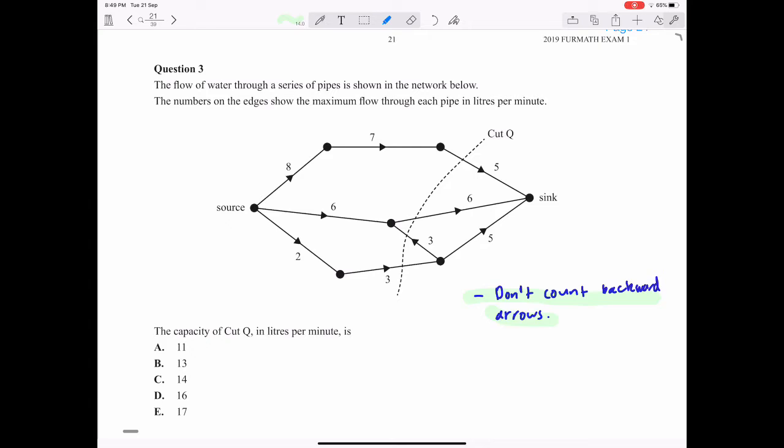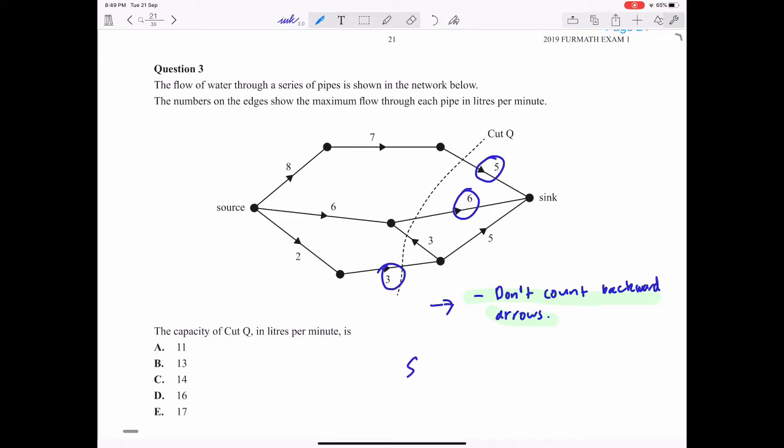Question 3. The flow of water through a series of pipes is shown in the network below. The numbers on the edges show the maximum flow through each pipe in liters per minute. The capacity of cut Q in liters per minute is. So to find the capacity of cut Q, we add all of the numbers on the edges through which cut Q passes. So we'd add 5 plus 6, and we wouldn't add 3 because I've noted over here that you don't count backward arrows, and you'd also add this 3 over here.